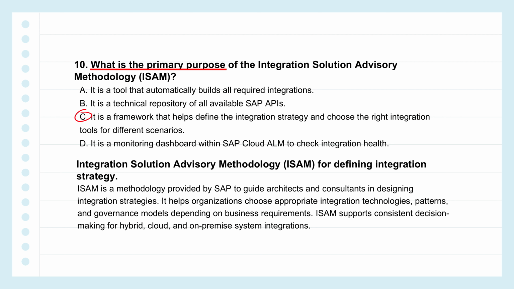Exactly. In a world of distributed cloud apps, you could easily end up with a tangled mess, a spaghetti architecture of fragile custom integrations. ISAM provides the guardrails, the principles, and the decision trees to ensure integration is strategic, scalable, and follows best practices across the enterprise. It's about strategy governing technology choices. Makes sense. It's the rulebook for connectivity before you start plugging things together.